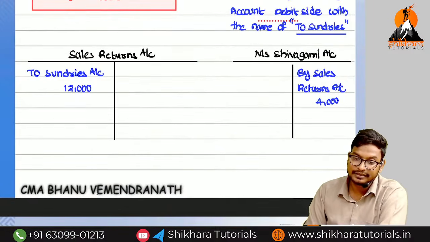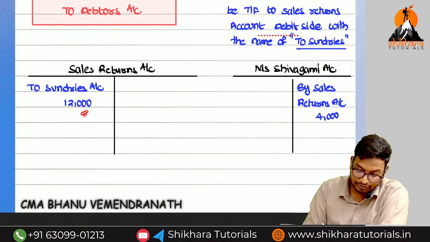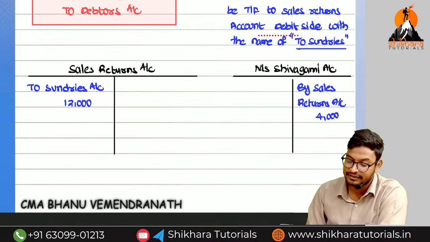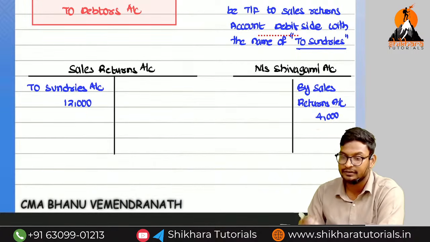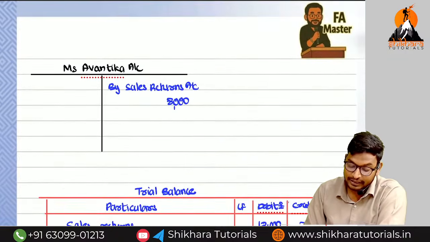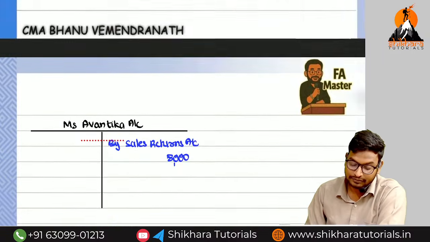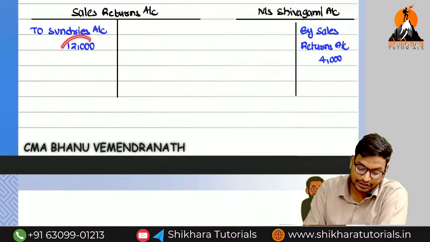In the sales returns account, which side do we need to record? Debit side. What do we need to write? Two sundries, 12,000. In the Shivagami account, which side? Credit side. By sales returns, 4,000. And in the Avantika account, which side? By sales returns, 8,000.